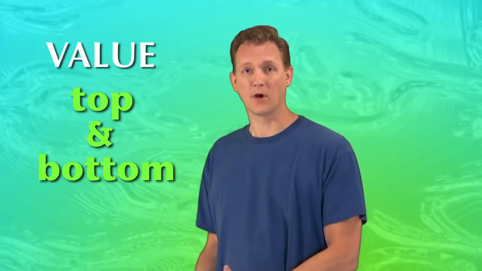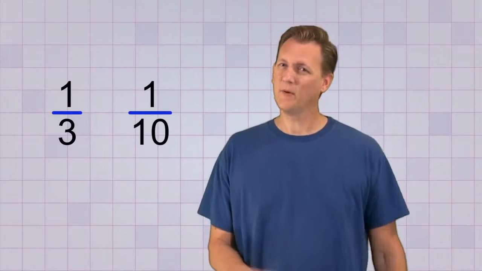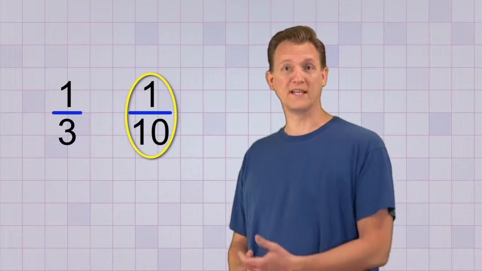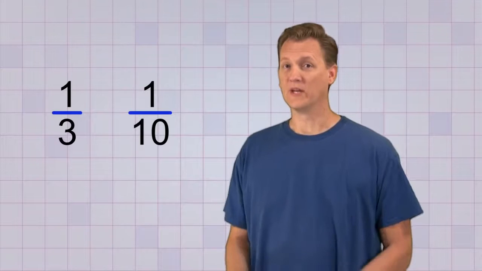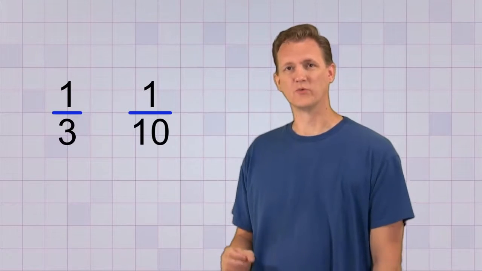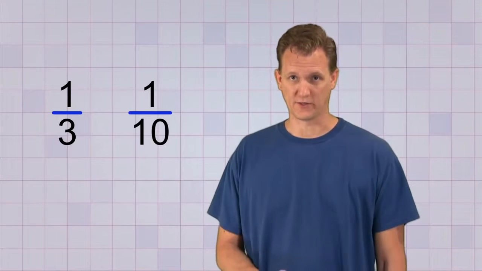That's because the value of a fraction depends on both the top and bottom numbers and how they relate to each other. For example, if you have to compare these two fractions, 1 over 3 and 1 over 10, some of you might be tempted to say that 1 over 10 is bigger because you know that 10 is bigger than 3, right? But we need to remember that the fraction is really a number written like a division problem, and its value depends on that division.